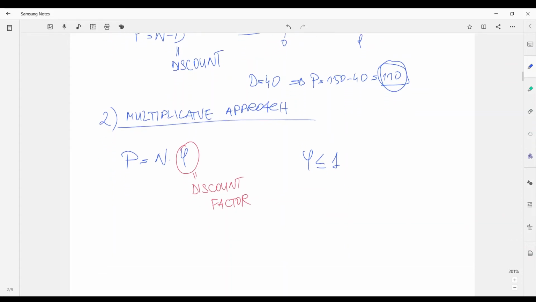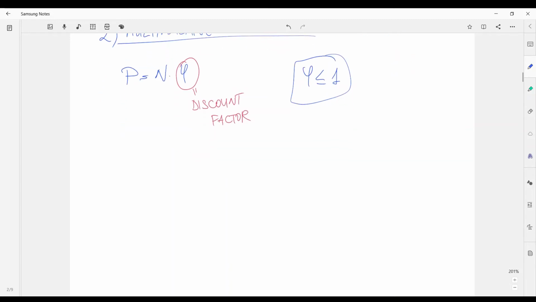So the discount factor is telling you how much you need to, let's say, subtract from the nominal value to arrive at the present value. Those would be the two factors that we are going to speak a lot about in the future.